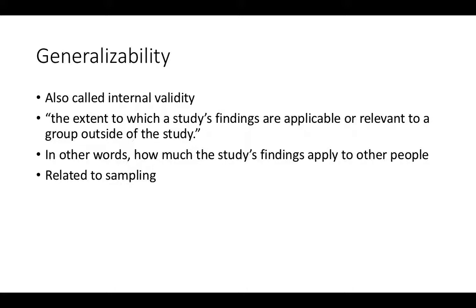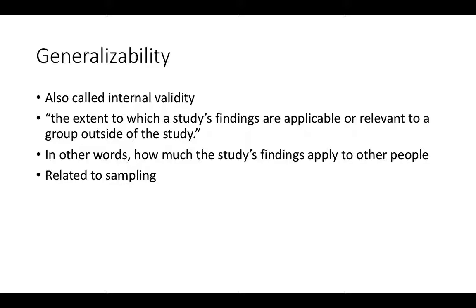So generalizability is also called, oh, that's an error. It should say external validity. Internal validity is bias and how well the study sort of works internally to make sure that it's not introducing bias or check itself against bias. We're talking about external validity or generalizability.